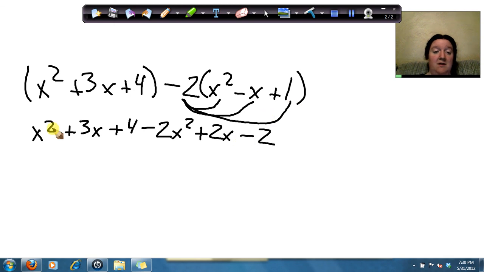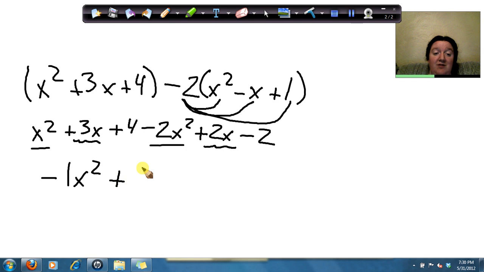So what we want to do now is combine the x squared parts with the other x squared parts. Well, if I have x squared, it's like it's saying 1x squared. So 1x squared minus 2x squared will give me minus 1x squared. If I look at the plus 3x and the plus 2x, that will give me plus 5x. And if I look at the plus 4 and the minus 2, if I combine those, 4 minus 2 will give me plus 2.